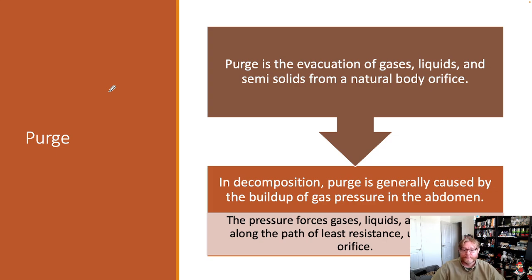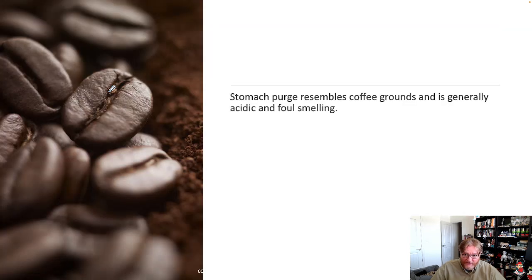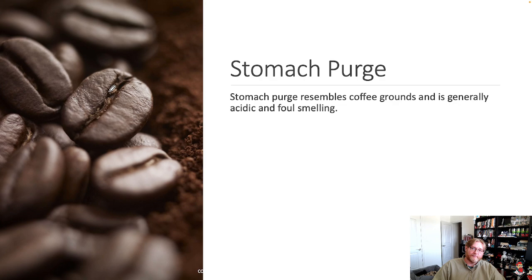Finally, purge. Purge is the evacuation of gases, liquids, and semisolids from a natural body orifice. In decomposition, purge is generally caused by the buildup of gas pressure in the abdomen. The pressure forces gases, liquids, and semisolids along the path of least resistance, usually a body orifice. There is stuff inside of you. As the gas builds up, it starts pushing the stuff out. That's all purge is. It's very important that you can recognize by sight the different types of purge, because that will tell you what is leaking from what hole.